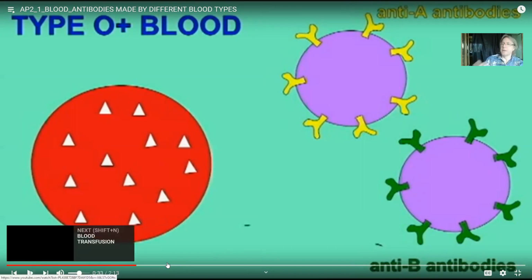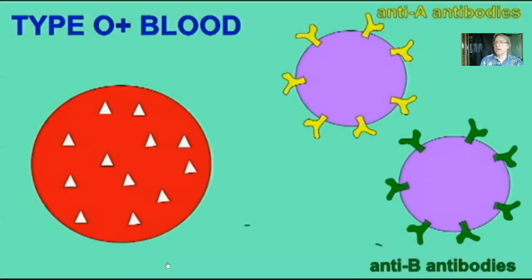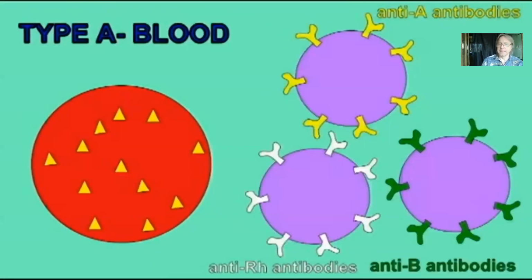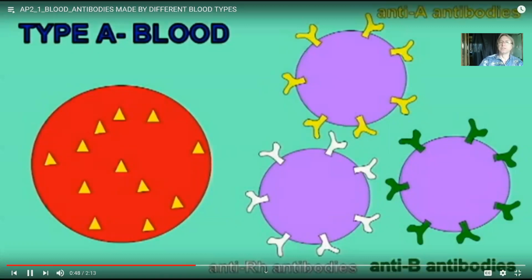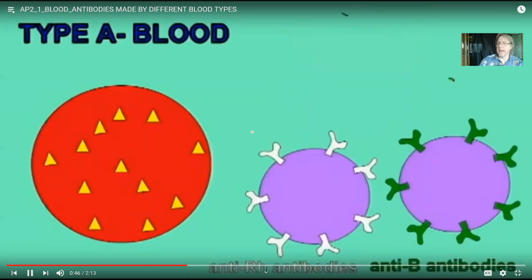And then the remainder of this video simply applies that for all of the other blood types. So this next individual is A negative. A, because they have yellow triangles, negative because they don't have white triangles. And then during fetal development, they realize I can't make antibodies against self, which means I can't make anti-A antibodies, which would attack the yellow triangles of self. So someone who is A negative will make sure that they don't make the anti-A antibodies, but they will make anti-B and anti-Rh.